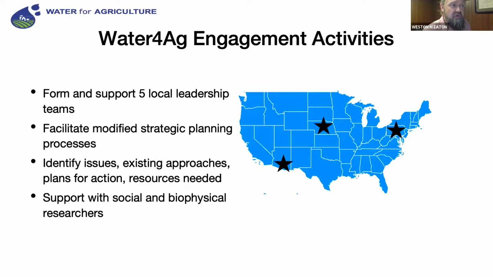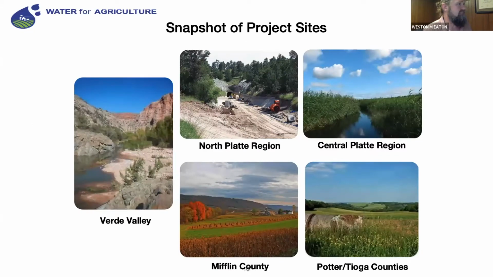And these are the 3 states we're working in with diverse water issues. And there's 2 project sites in each of these states. And we're going to talk about Nebraska and Pennsylvania for the remainder of our talk. So let me give a brief snapshot of our project sites and some of the issues they're addressing. Jessica, Mark, and others are going to talk more about the North Platte and the Central Platte region. And I'm going to take a few minutes here to focus on what we're doing in northern and central Pennsylvania, Mifflin and Potter and Tioga counties.